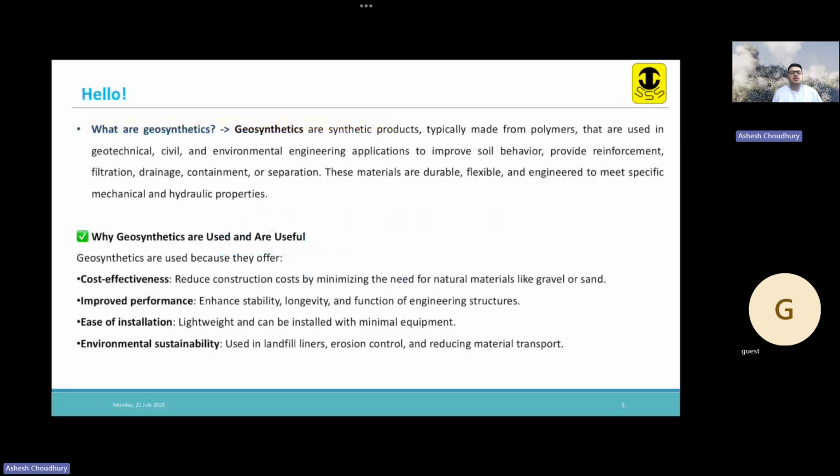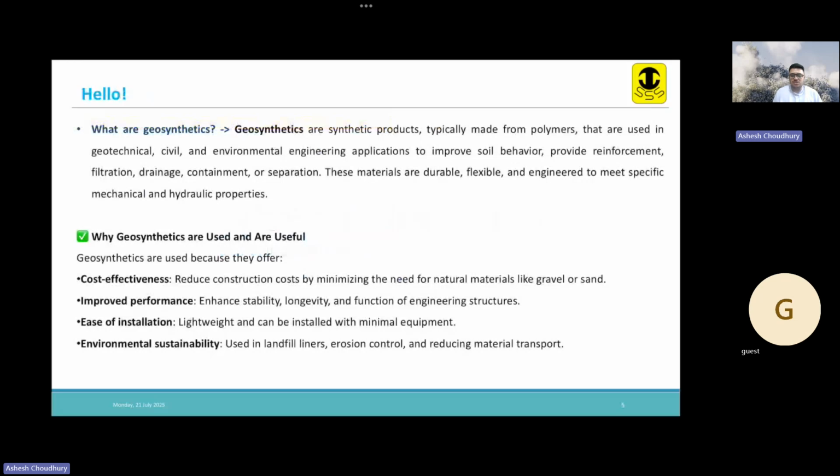Now, why are geosynthetics used and helpful? Geosynthetics are used because they offer cost effectiveness, reducing construction cost by minimizing the need for natural materials like gravel or sand. So, if we use geosynthetics, a lesser amount of natural material will be required. We'll see how, later as we go through this course. Then we have improved performance, enhancing stability, longevity, and function of any engineering structure.